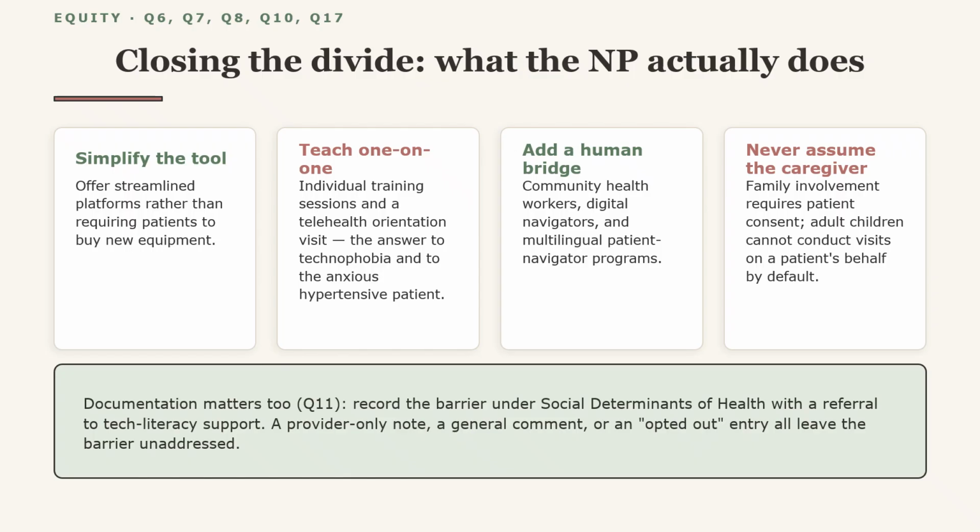So don't assume the caregiver. Any type of family involvement involves the patient's consent. Adult children cannot conduct visits on the patient's behalf by default, and I see this happen sometimes. I get patients who come in with their children who speak English. The patients may not speak English, and they want the children to act as interpreters, and we can't have that. We have to use an approved interpretation or interpreter service.